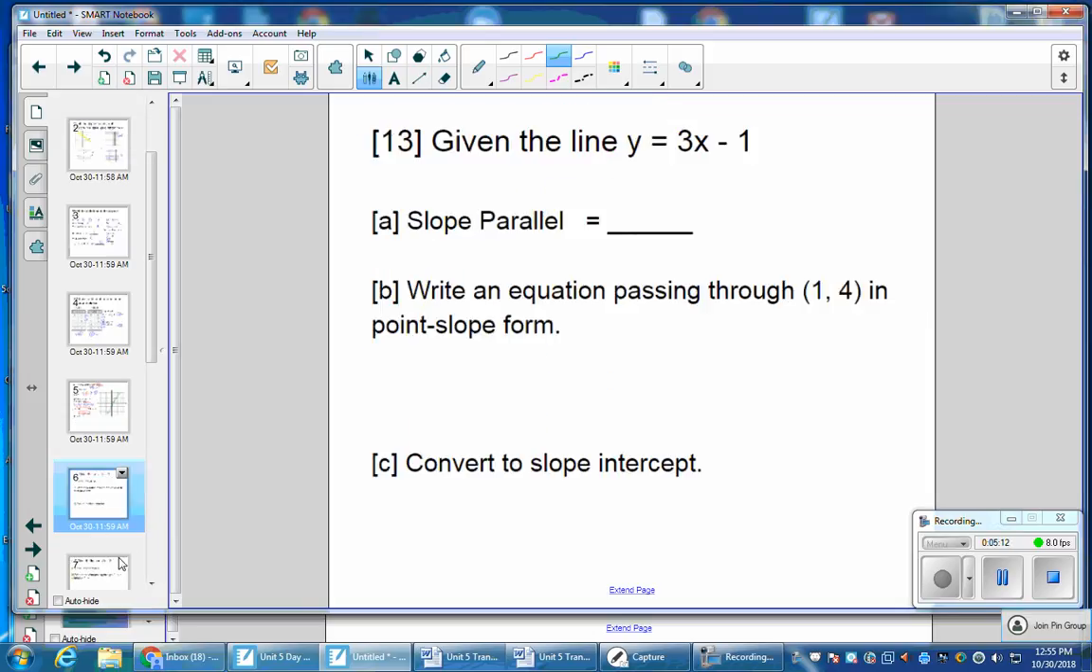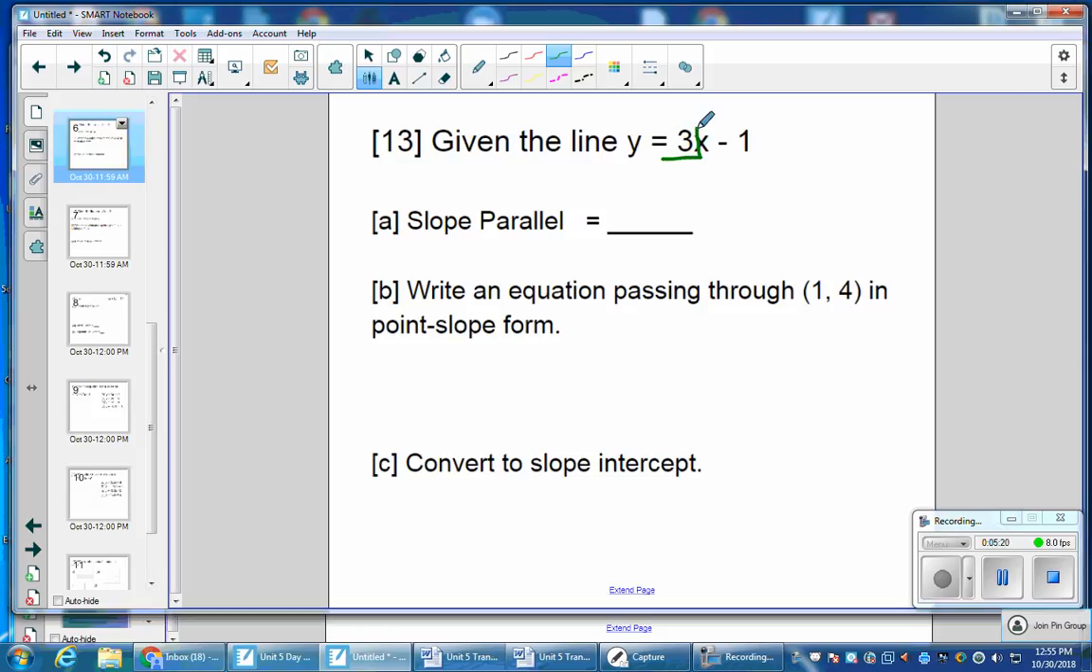All right, pause the video and try this one on your own then. All right, so we're going to start with the y equals. The only part we're concerned with on this one is the slope, which is this 3 here. So our parallel slope is going to be the same, so our slope is going to be 3.